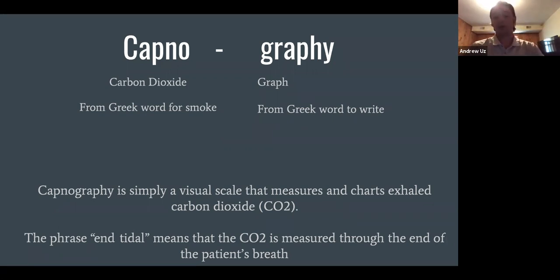And then the word end tidal just means it's at the end of a breath. The word tidal, as far as respiratory physiology, is like tidal volume, which is the amount that you breathe. It's just a word that means the breath. So the end of the breath is when it's measured.